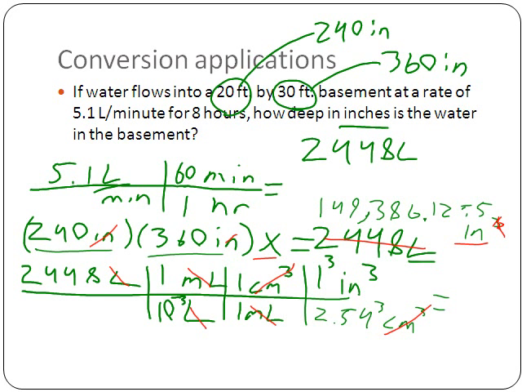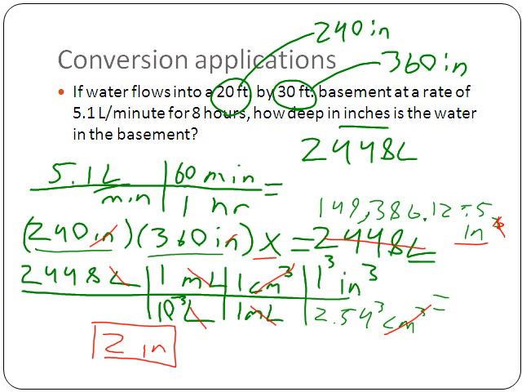So we take that number, the 149,000, divided by 240, and then divide that by 360, and we get 1.729 inches deep. Significant figure-wise, 20 foot by 30 foot each have one significant figure, so our answer is going to have one significant figure. Our final answer is roughly 2 inches deep. That's how deep the water would be in the basement.